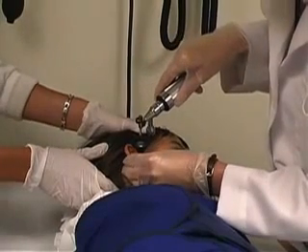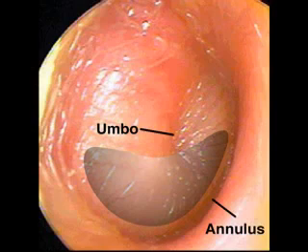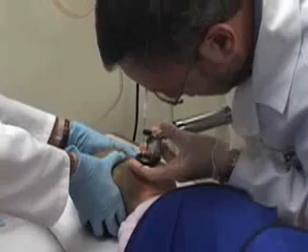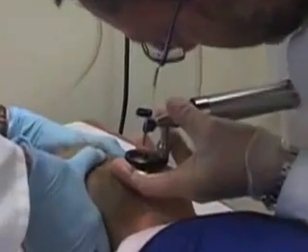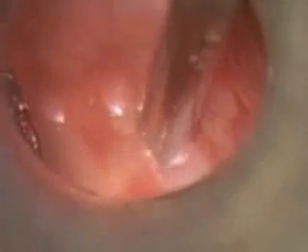Insert the otoscope into the external auditory canal using your dominant hand and visualize the umbo and the annulus. Once the instrument is in the proper position, use your non-dominant hand to hold the otoscope in place. Insert the needle attached to the tympanocentesis aspirator, which is in turn attached to the suction device. Penetrate the inferior part of the tympanic membrane with the needle.